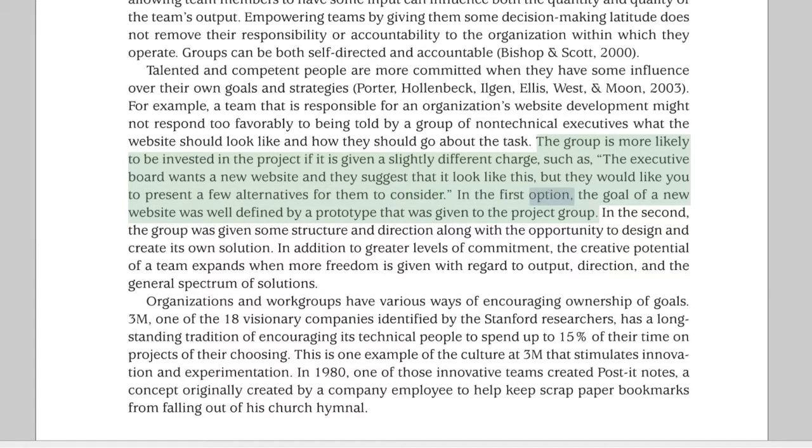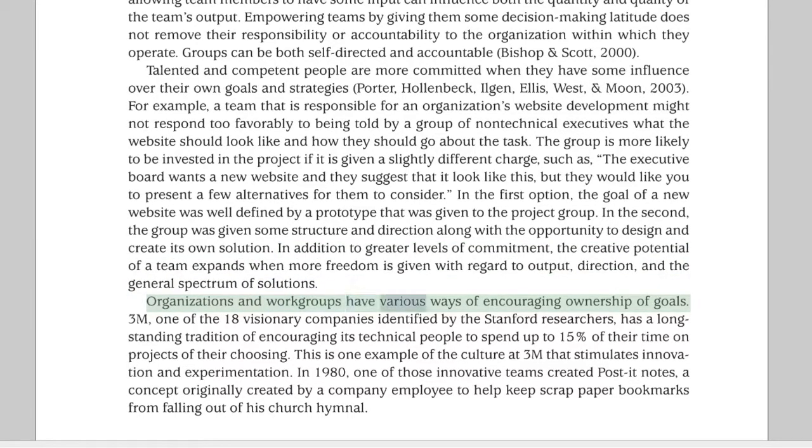In the first option, the goal of a new website was well defined by a prototype that was given to the project group. In the second, the group was given some structure and direction along with the opportunity to design and create its own solution. In addition to greater levels of commitment, the creative potential of a team expands when more freedom is given with regard to output, direction, and the general spectrum of solutions.